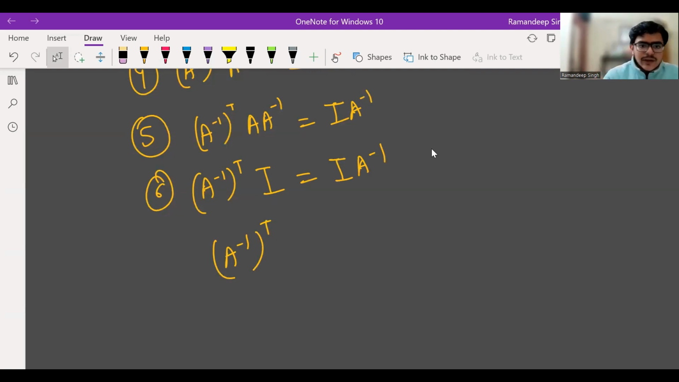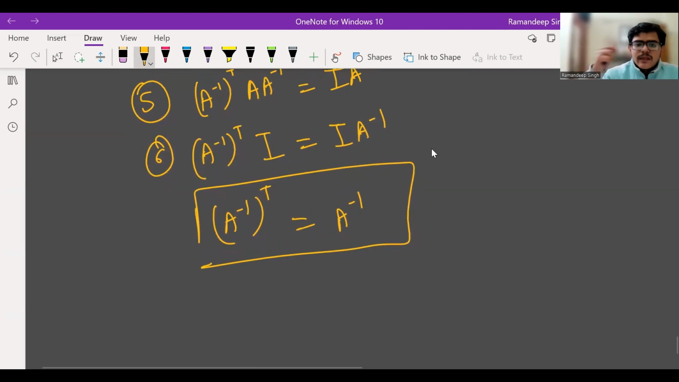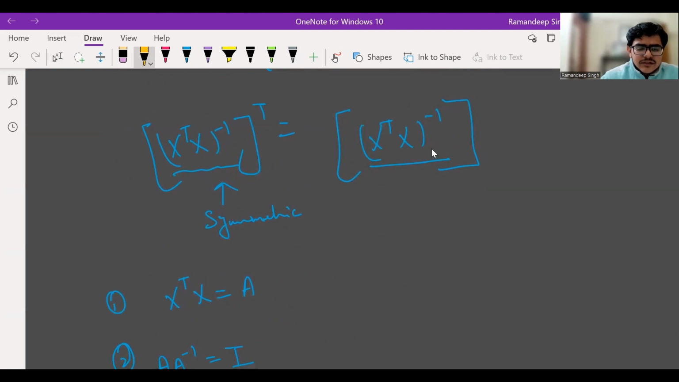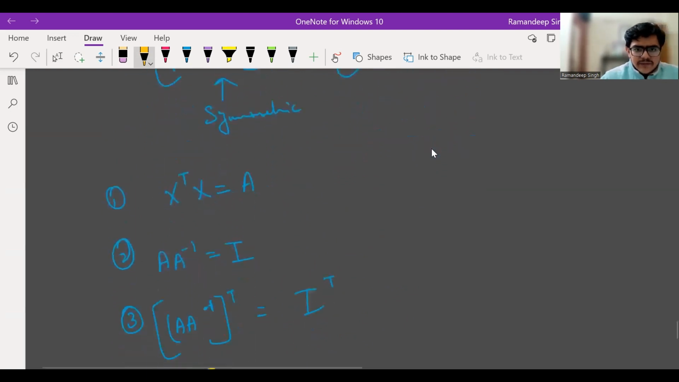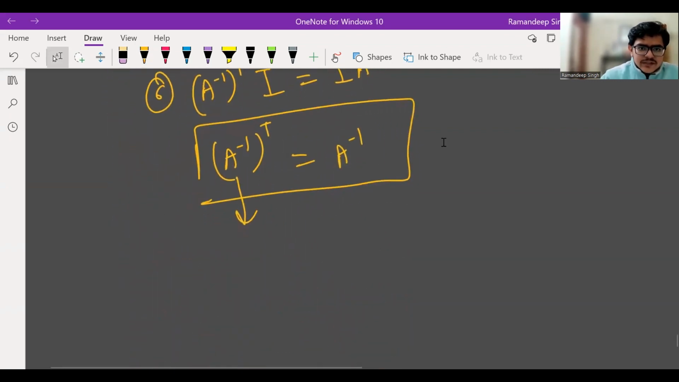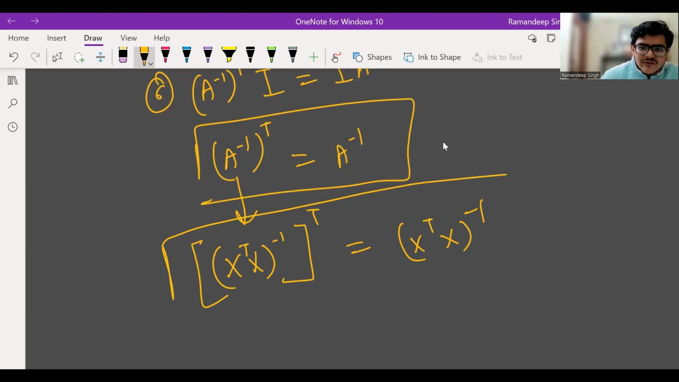A inverse transpose I is equal to A inverse I transpose, right? And this will be equal to A inverse. So hence we have proved that the matrix that we had, X transpose X inverse, is symmetric, right? So, what was A? A was X transpose X, right? So X transpose X whole inverse whole transpose is equal to X transpose X inverse. And this is what we wanted to prove.